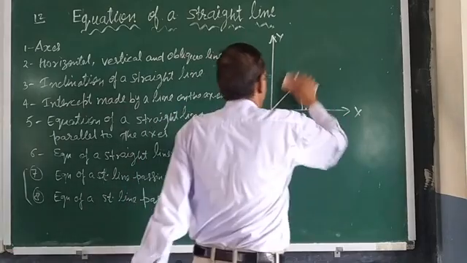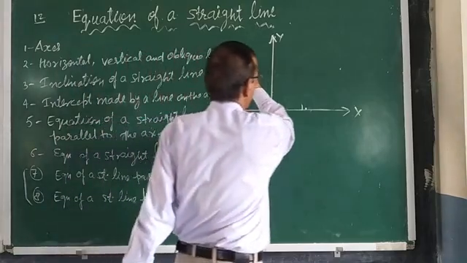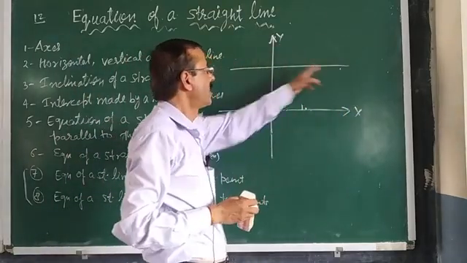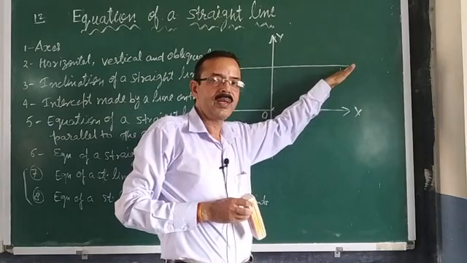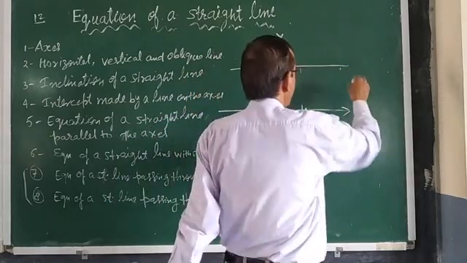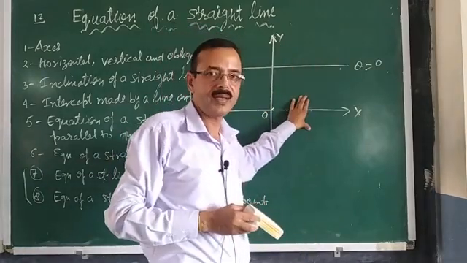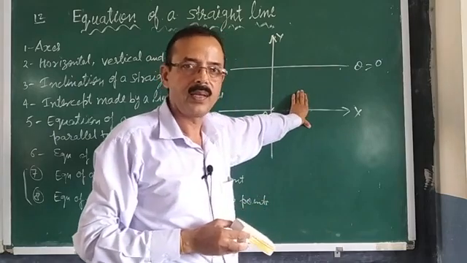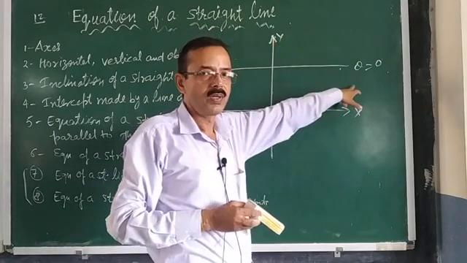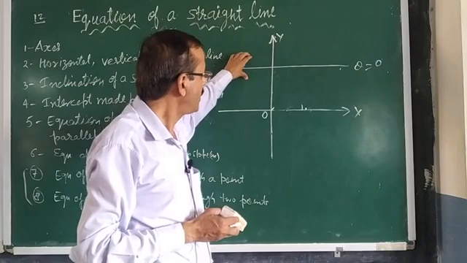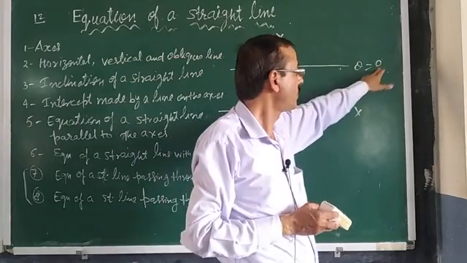Okay. Now if a line is parallel to the x-axis, what will be the angle of inclination? If a line is parallel to the x-axis, what will be its angle of inclination? Your answer will be that it will be equal to 0. Why? Because this line does not form any angle with the x-axis. Clear? So the angle of inclination of this line will be 0. So a line which is parallel to the x-axis, its angle of inclination will be 0. Theta will be equal to 0.